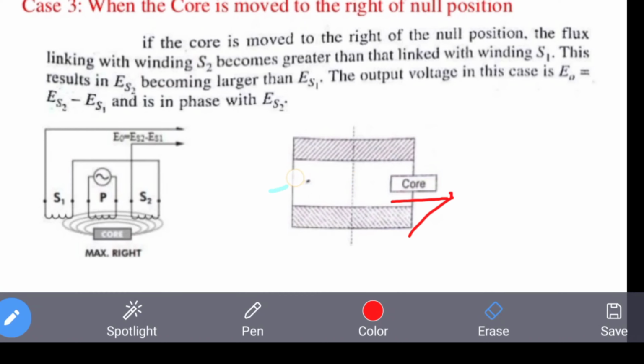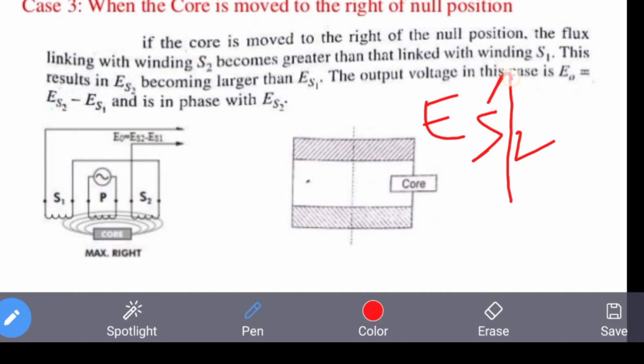If the core is moved to the right of null position, the induced EMF in secondary winding ES2 is increased because the core is moved. Due to the core, more induced EMF. Without core, less induced EMF. That is the air core transformer.